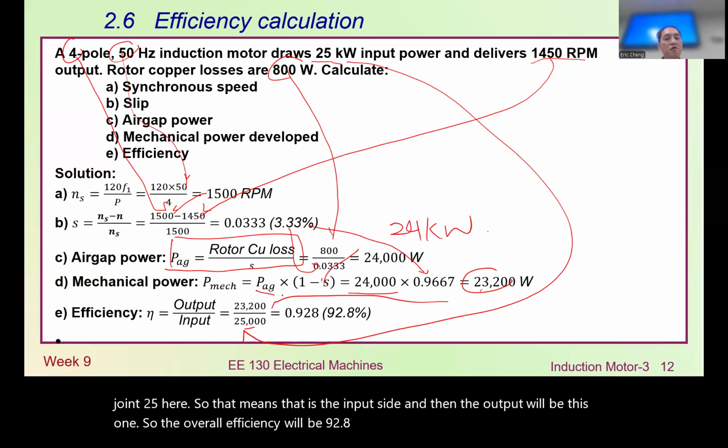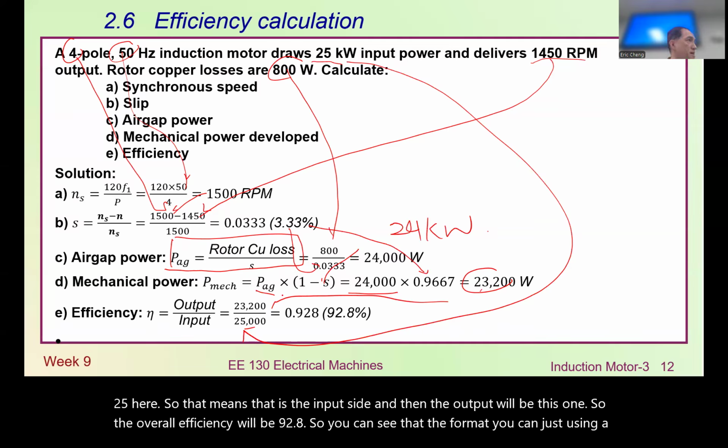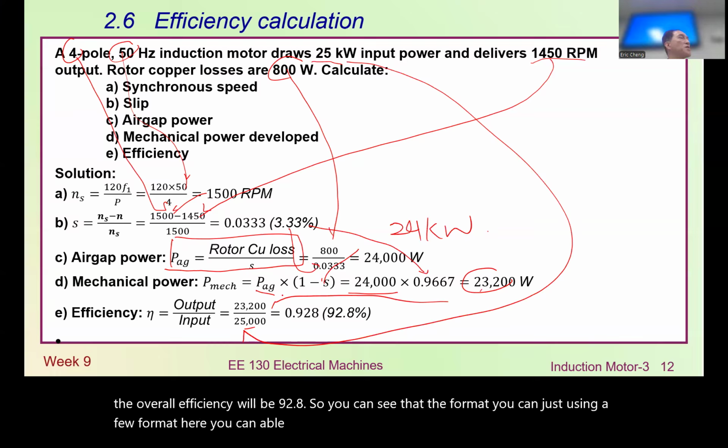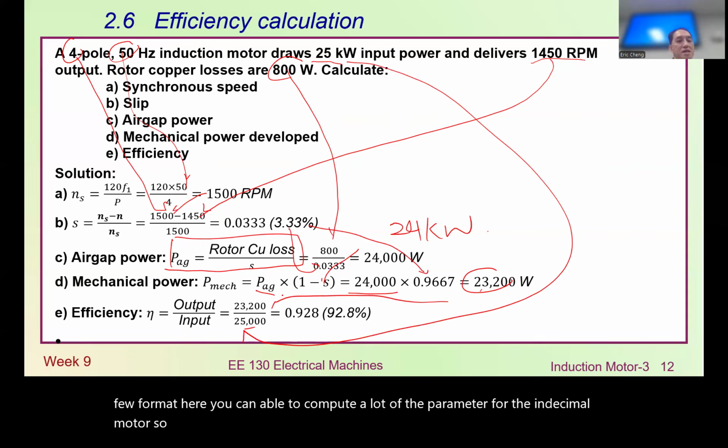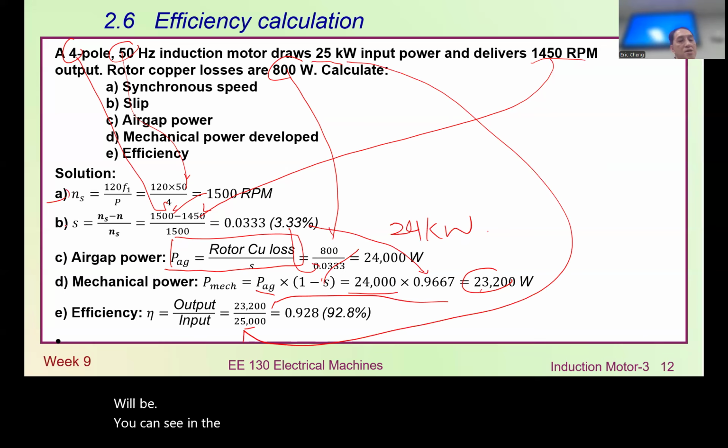So you can see that we are using a few formulas here. We are able to compute a lot of the parameters for the induction motor. So the major formulas you can see here are the synchronous speed, the slip, and also the air gap power, and that's all.